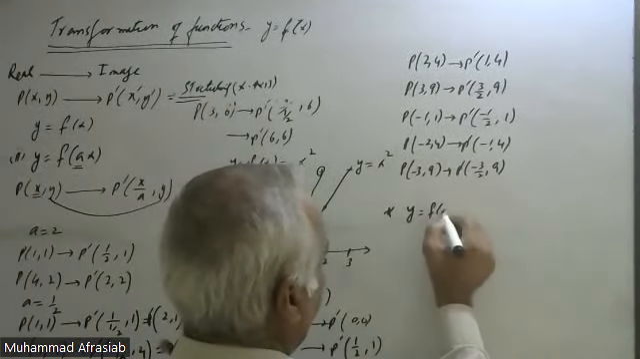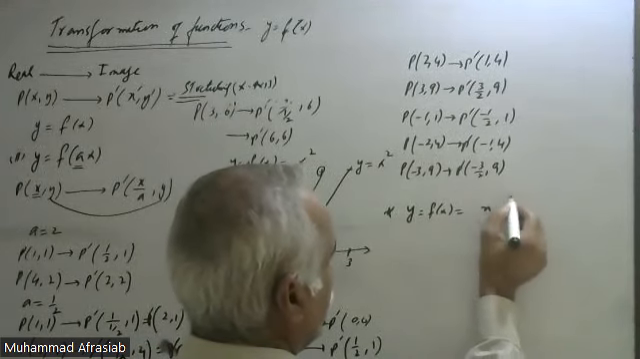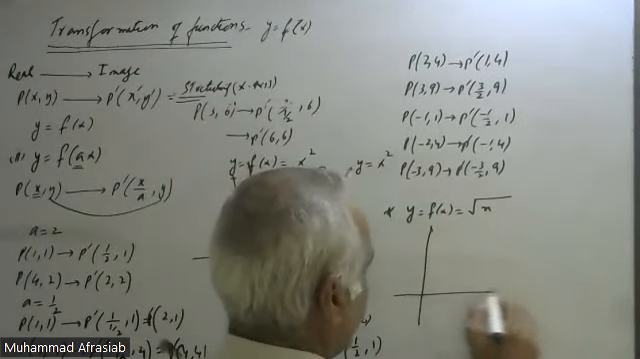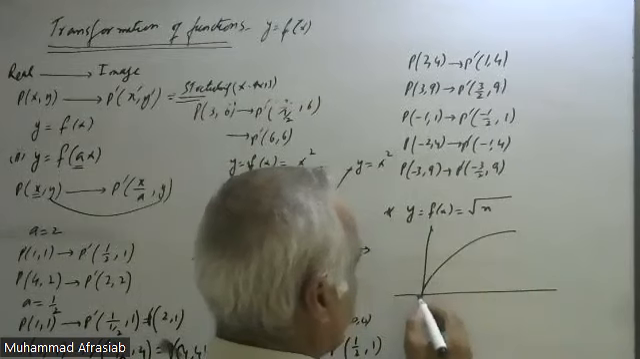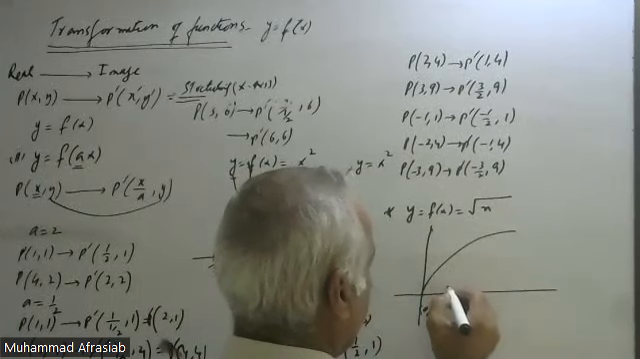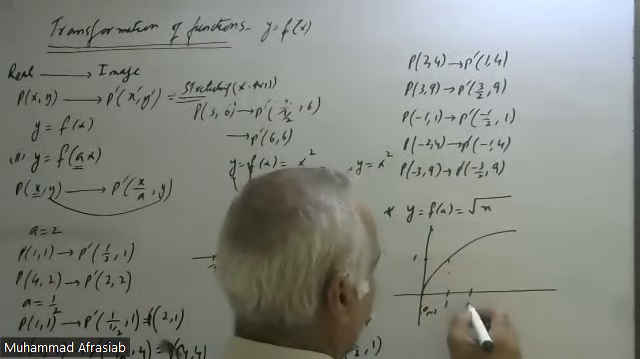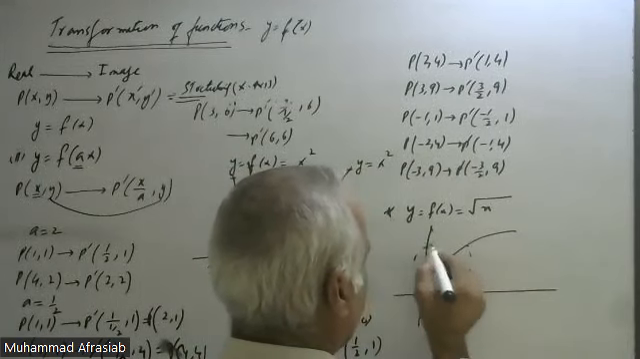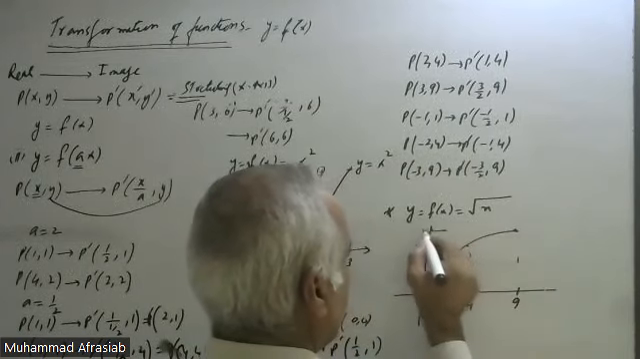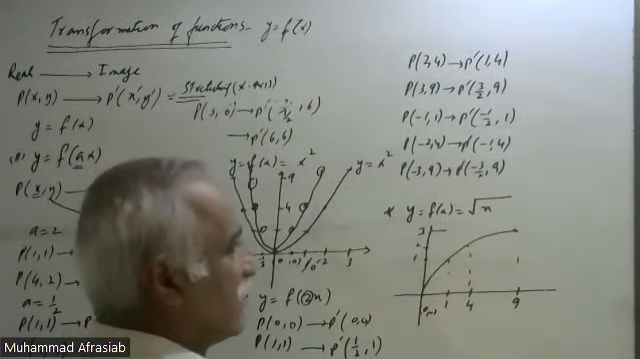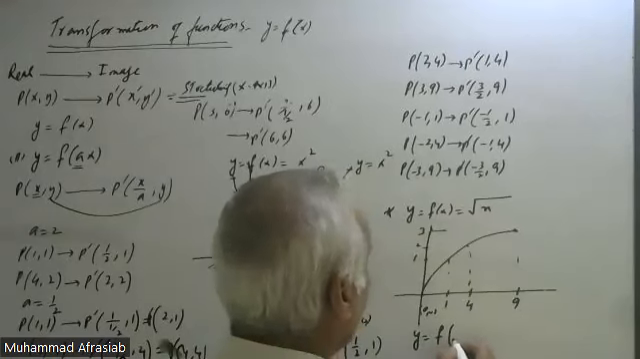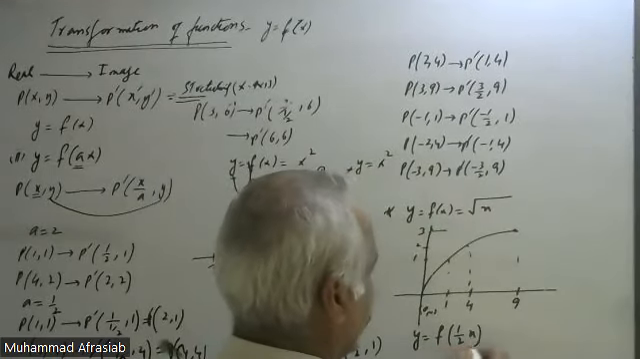y is equal to f of x, and that is equal to the square root of x. We know that the graph of this function is basically like this. For 0, 0 it is 0. For 1 it is 1. For 4 it is 2. For 9 it is 3. Now we have to draw the graph of y is equal to f of half x.